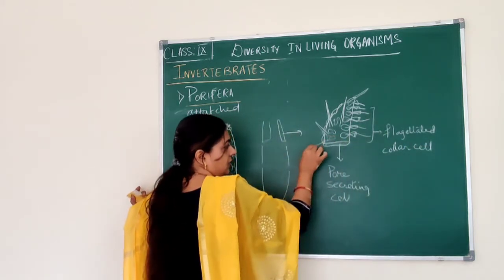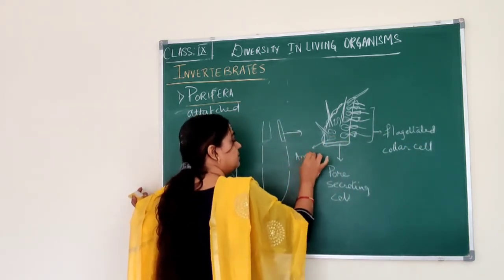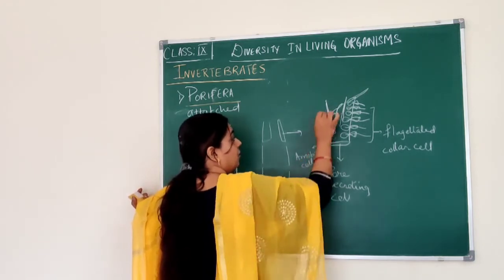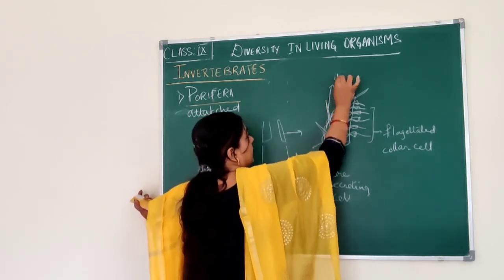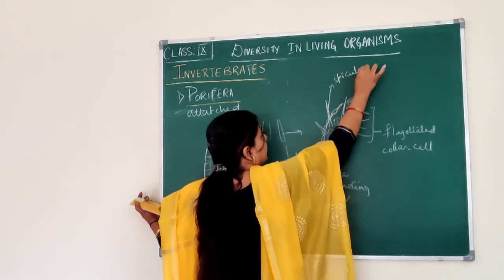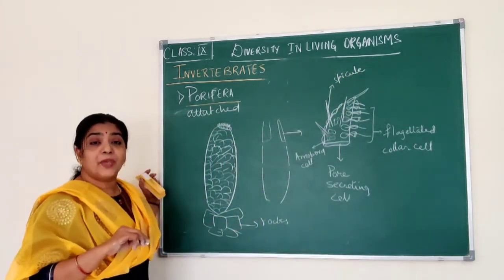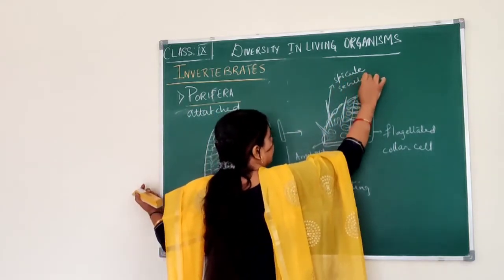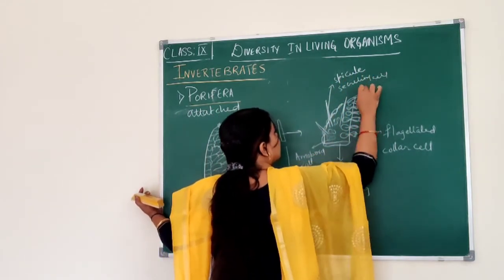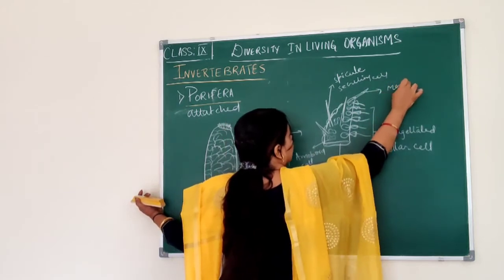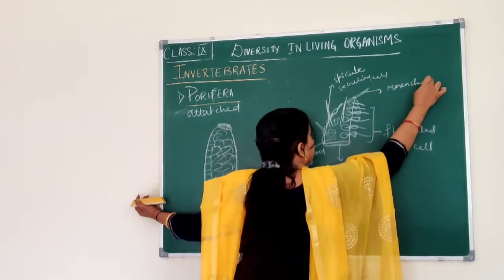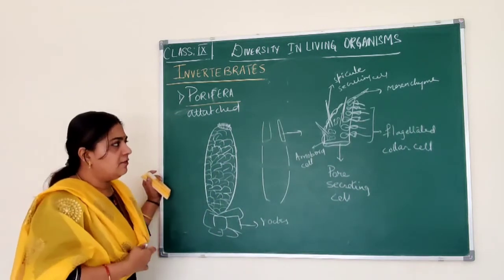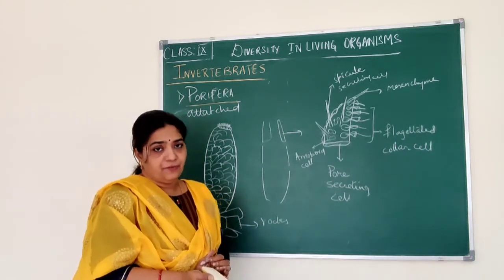And I told you this is the amoeboid cell. And what did I say this one was? They are the skeleton secreting cells, also called spicule secreting cells. And they have this mesenchyme cell. See how many different types of cells it has? It has 5 different types of cells, and each has a different function.